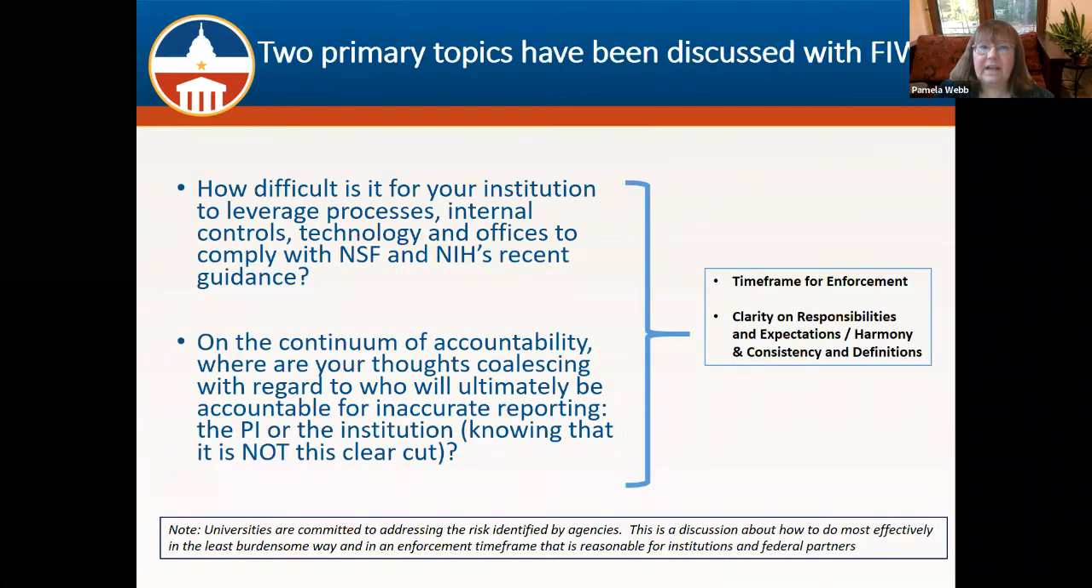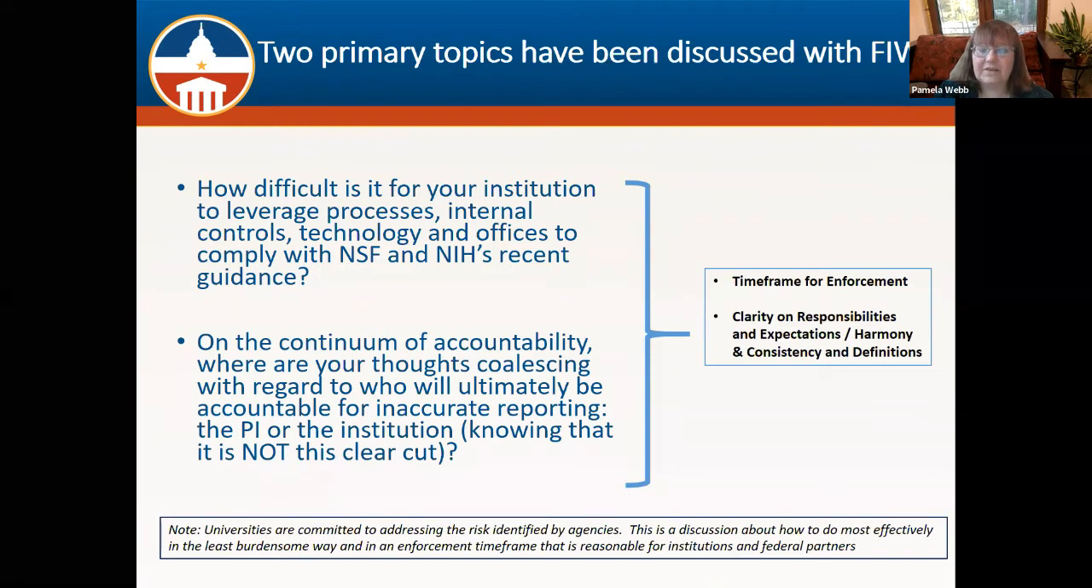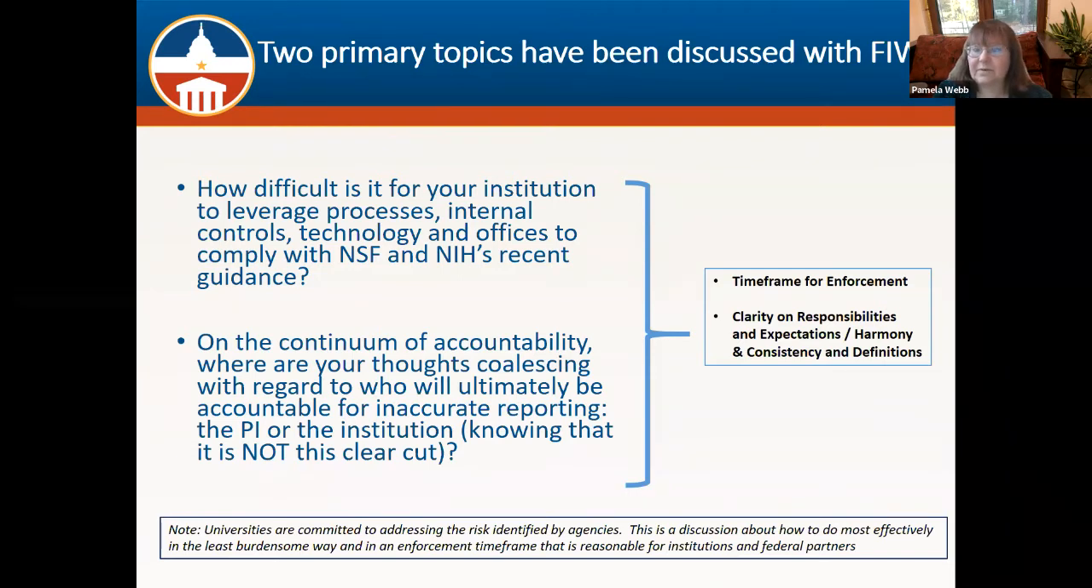And we really have been focusing a lot in FIG on 2 major topics. And this was really the focus of this listening session: how difficult is it for us to actually put all these puzzle pieces together within our organization? And we also needed to grapple with, and we'll talk about it in detail in a minute, just how difficult it is to understand roles and responsibilities.